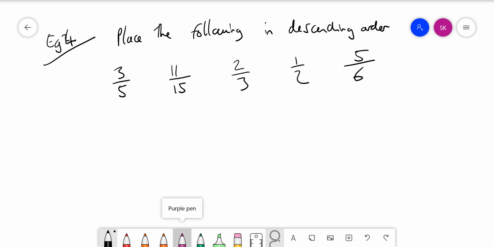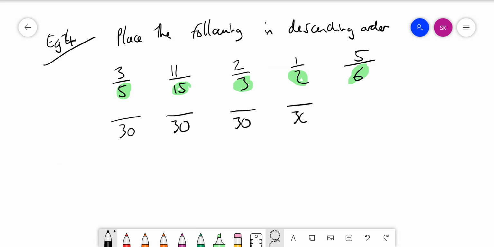Alright, so I can see all of these fractions apart from the half, they're all greater than a half. So I'm going to probably need to find the LCM to compare them. Fair enough. So what am I going to do? I'm going to find the LCM of the denominators. So the LCM of this, this, this, this, and this. Well, I'm pretty good with my times tables, and I can see the first number that's in all of their times tables is 30. So I'm going to write them all over 30, like that.